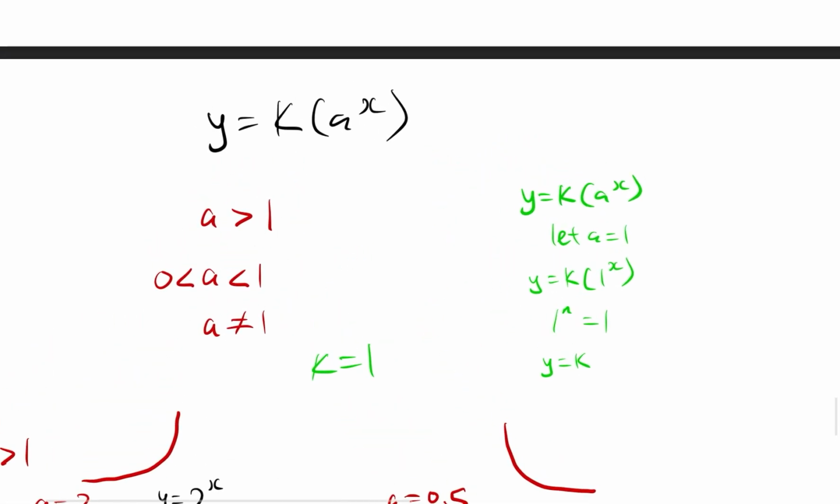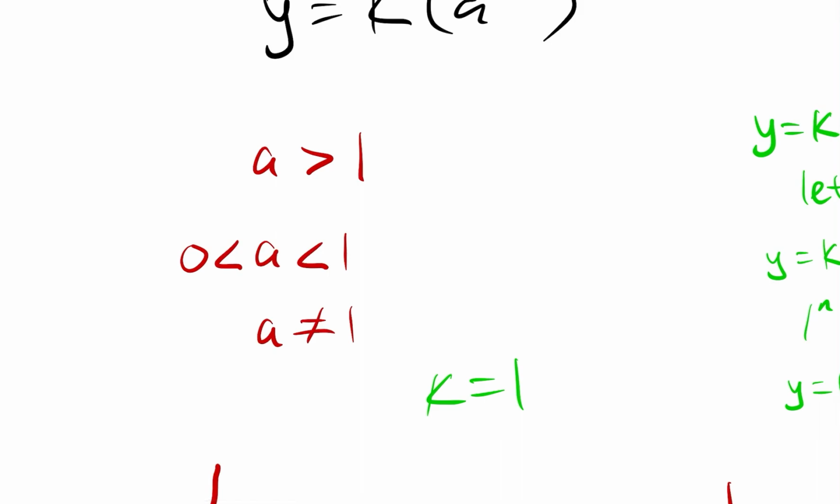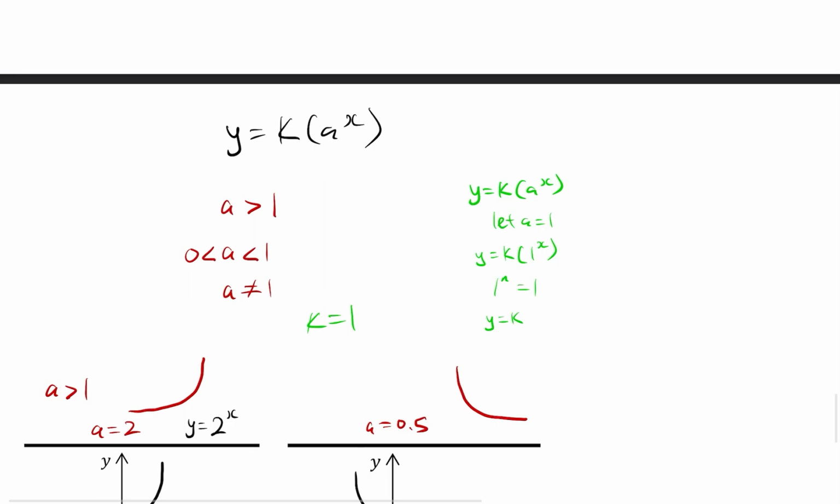And lastly, we move on to exponential graphs. So exponential graphs can be written as y equals k times a to the power of x, where there are a few rules to be observed here. a can either be more than 1, or a can be more than 0 but less than 1, and a cannot equal 1. Okay, why is that so?